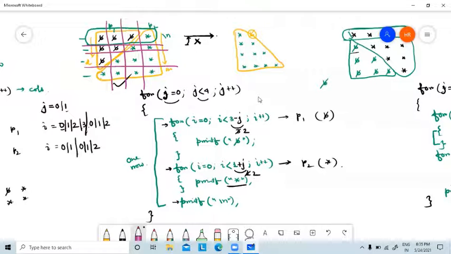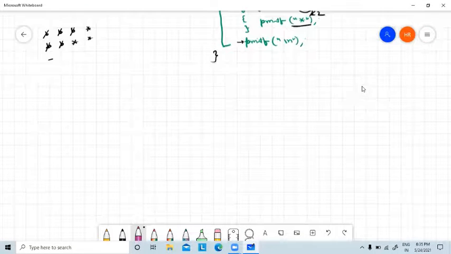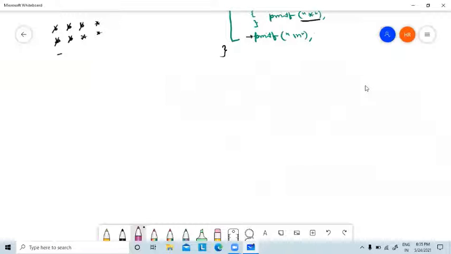Now, suppose there is a structure like this. How to solve this one?